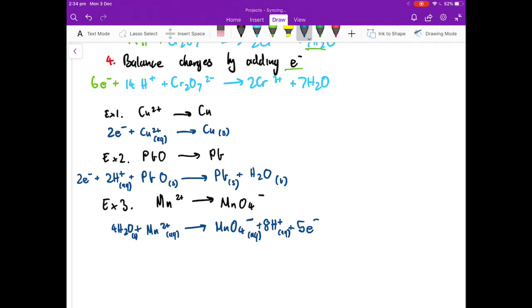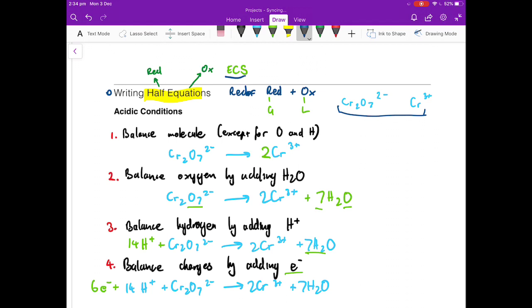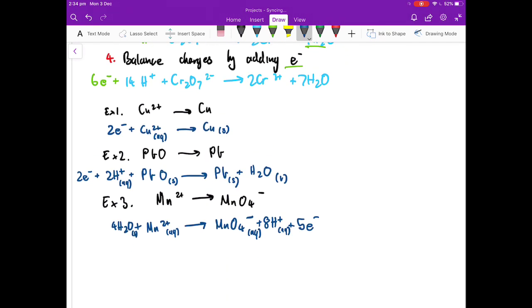Just to recap, we've gone over a couple of things, notably half equations and what they are. We've gone over the steps for how to write our own half equations if they aren't given to us in the data book. We've learned the 4 main steps that we have to work through systematically one by one. And then we've done a couple of examples to make sure that we have a good understanding of how each of these works.